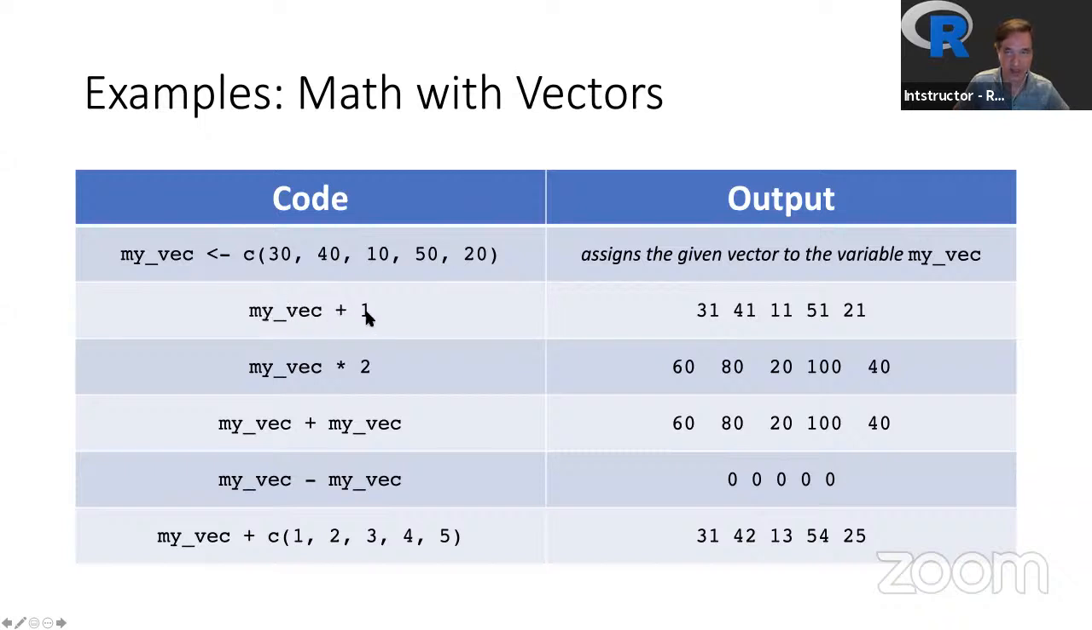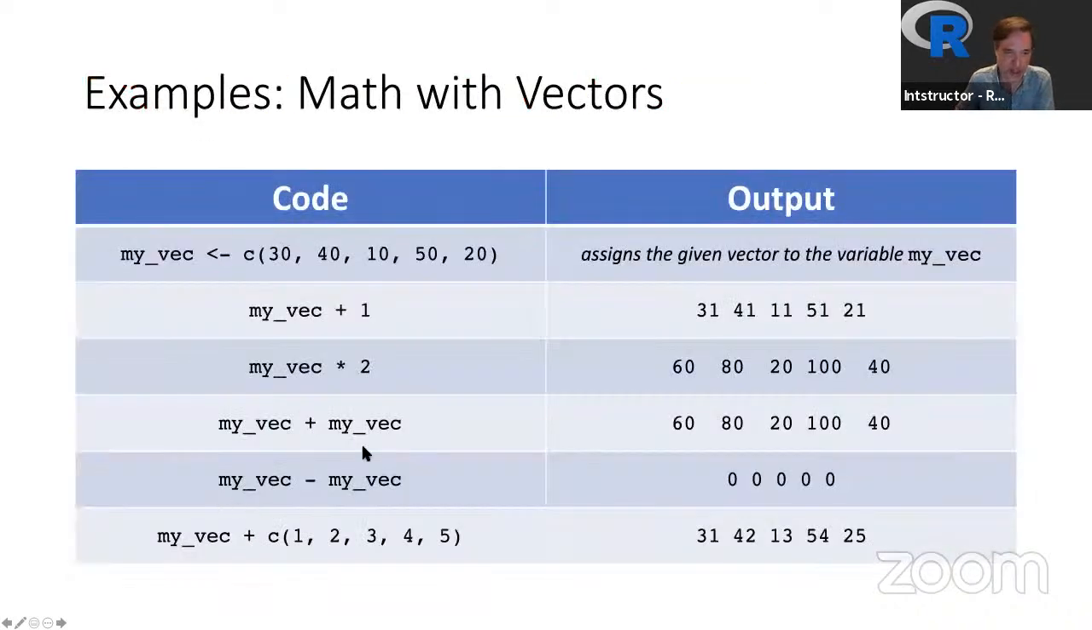So for example, we can add 1 to the vector. And the result that comes out, perhaps unsurprisingly, is that it adds 1 to every item in the vector. That's actually pretty cool. We just did essentially 5 calculations in 1 line of code. You can also use multiplication, and again, element by element, it's going to multiply each element by 2.